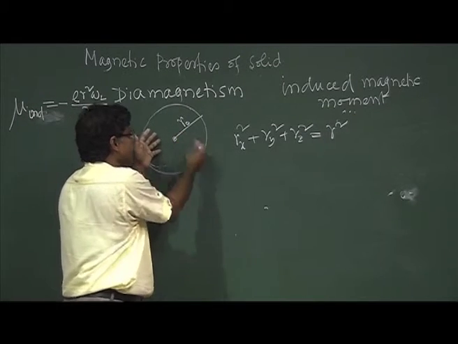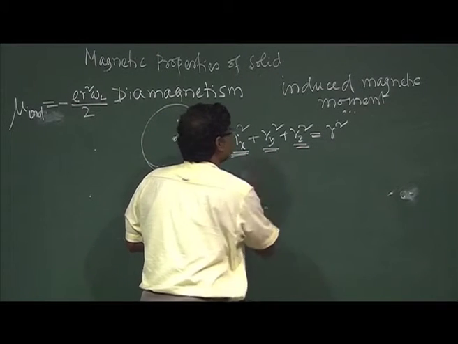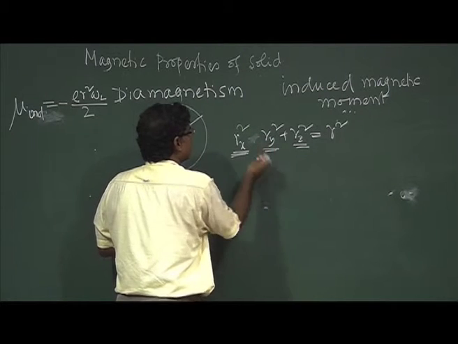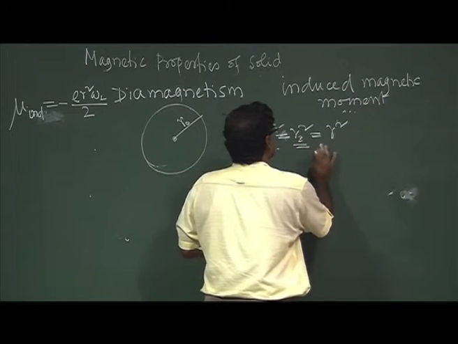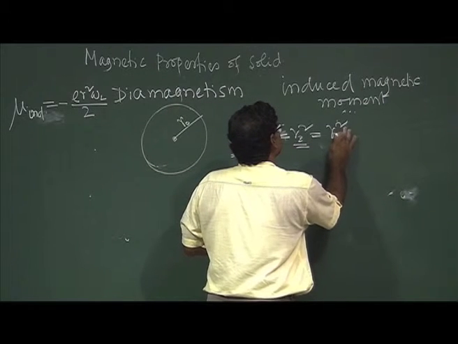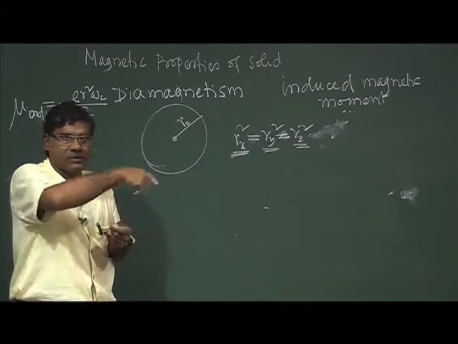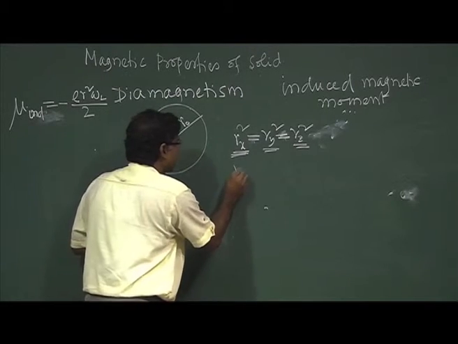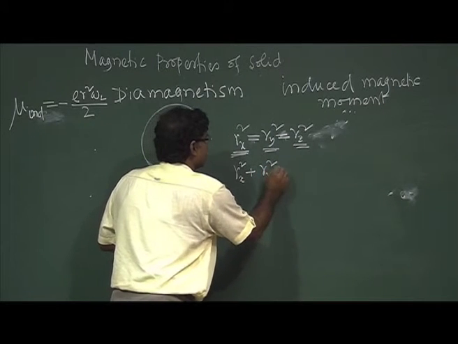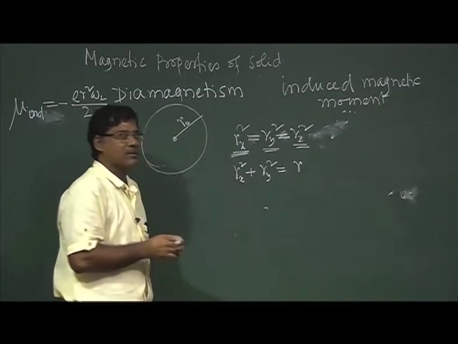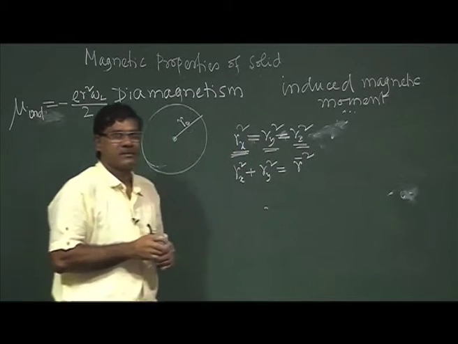For a spherical symmetry, this Rx, Ry, Rz we can take as equal. Then for an orbit on a plane, if I consider the x y plane, Rx square plus Ry square equals R square. So that will be the average radius of the orbit.